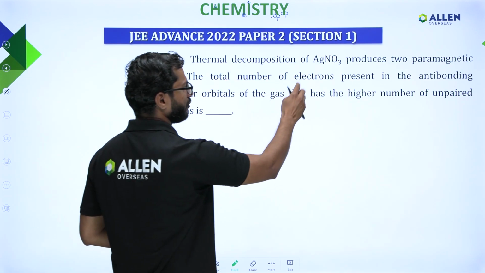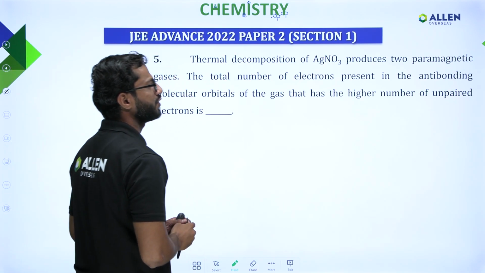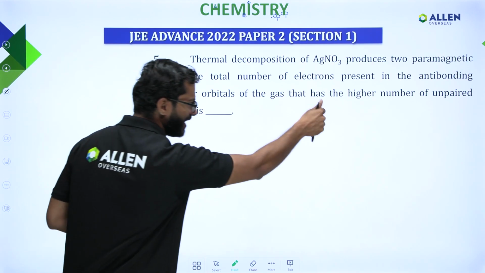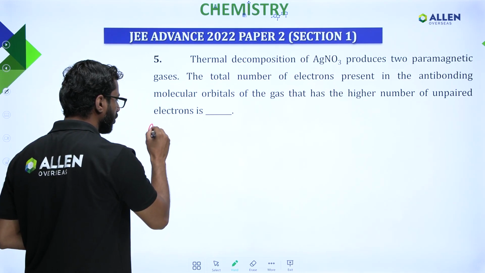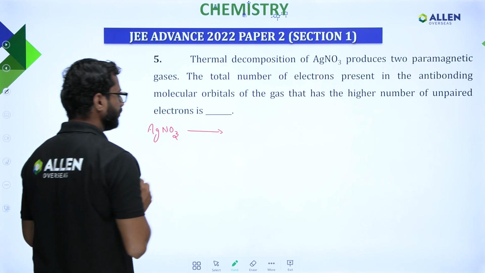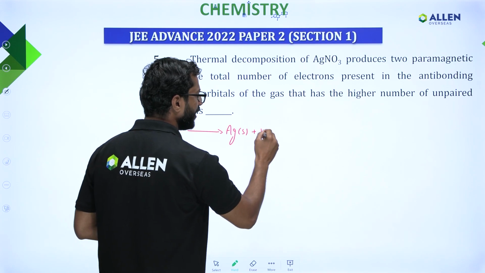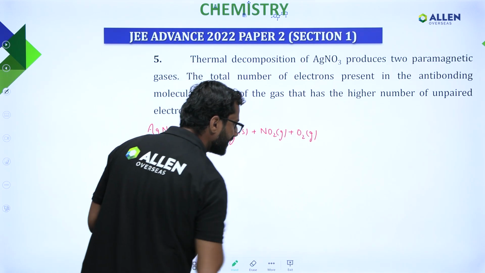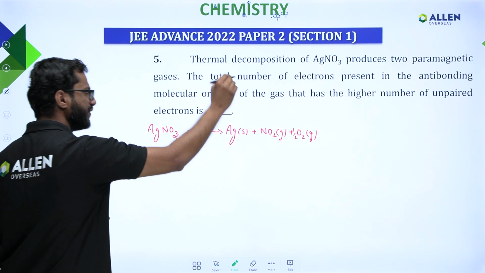The thermal decomposition of AgNO3 produces 2 paramagnetic gases. The total number of electrons present in the antibonding molecular orbitals of the gas that has the higher number of unpaired electrons is. Now let's start with the thermal decomposition of silver nitrate, AgNO3. On thermal decomposition of this AgNO3, we obtain Ag solid, NO2 as a gas and O2 as a gas. Right, my dear students? And this is the complete balanced reaction which we have.